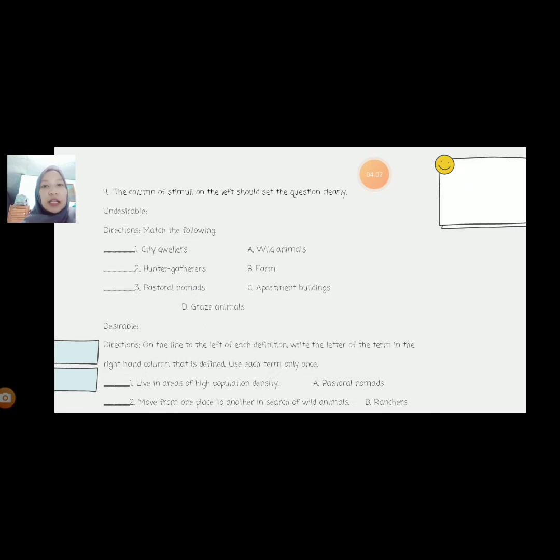Number 4, the column of stimulus on the left should set the question clearly. Undesirable direction, match the following. City dwellers, hunter gatherers, pastoral nomads. Desirable direction: on the line to the left of each definition, write the letter of the term in the right hand column that is defined. Use each term only once.